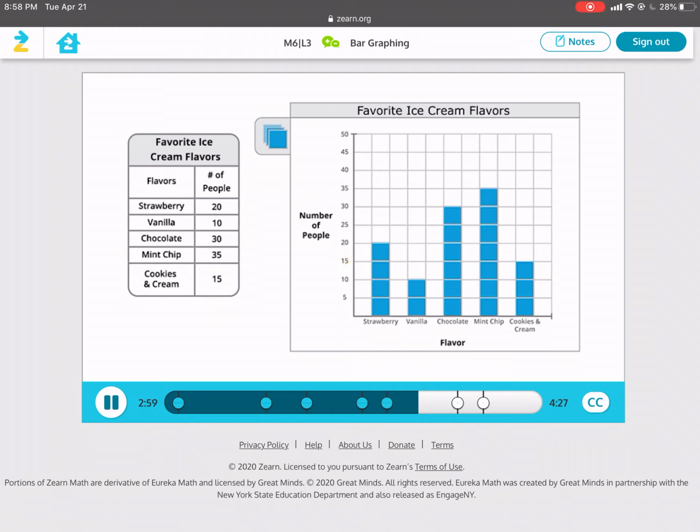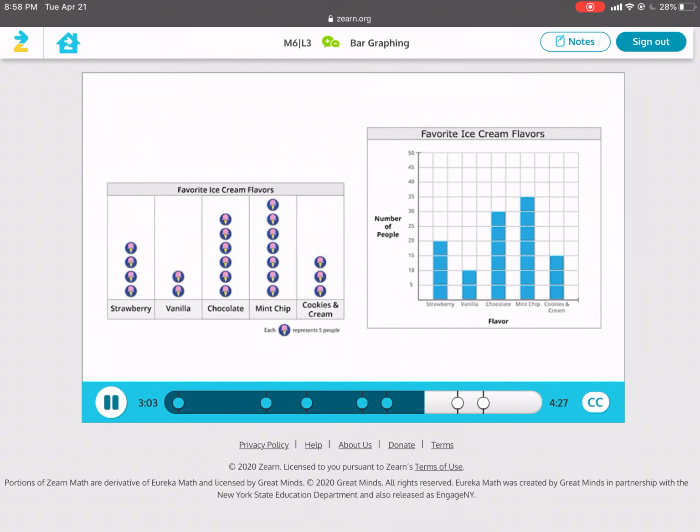Nice job. Let's compare the graph we just made to our picture graph. Both graphs have the same title and columns for each flavor. They both show the same data and have the same scale. Nice. Ethan, what's different between these two graphs? The bar graph has a grid to help us read the scale. Love it.